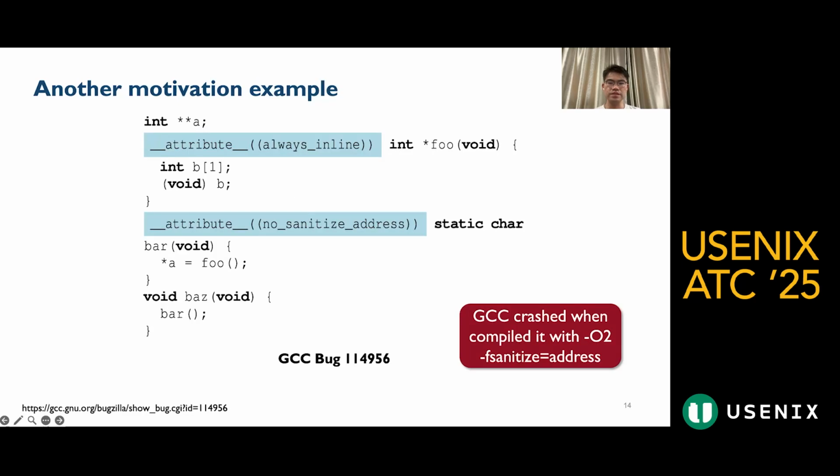And it's not just optimization flags. Other types of attributes can guide the compiler too. For instance, the no_sanitize_address attribute on the bar function tells the compiler not to instrument this function with AddressSanitizer, even if the rest of the program is being sanitized. When GCC compiles this with -O2 and AddressSanitizer, it crashes, which reveals a bug. From these examples, we realize that combining attributes with compilation options opens up a much larger space for testing compilers.